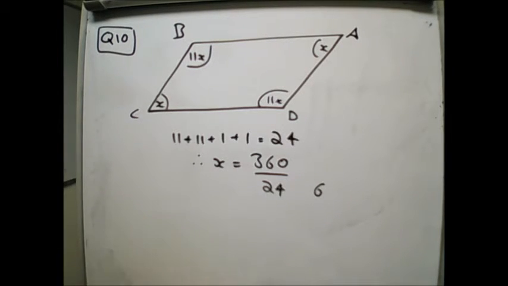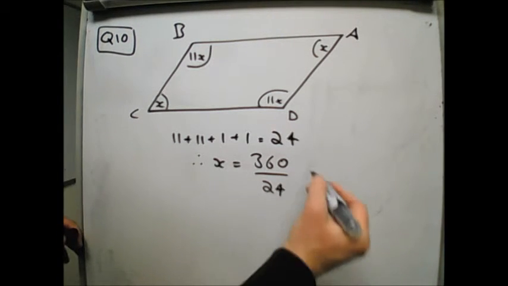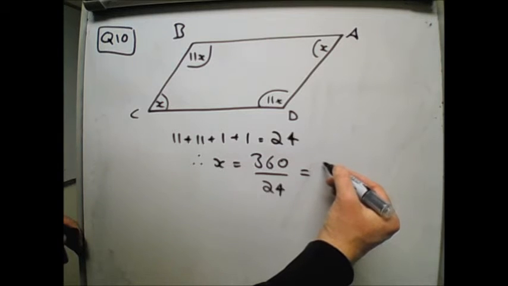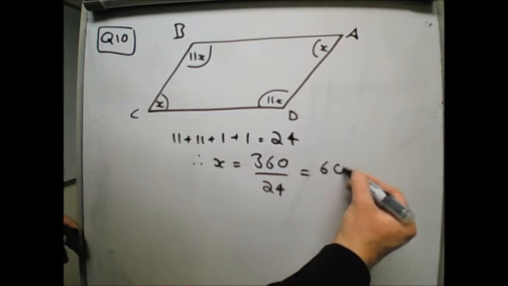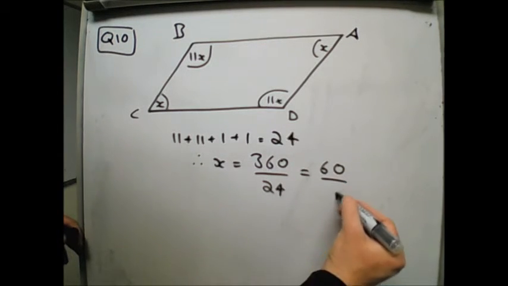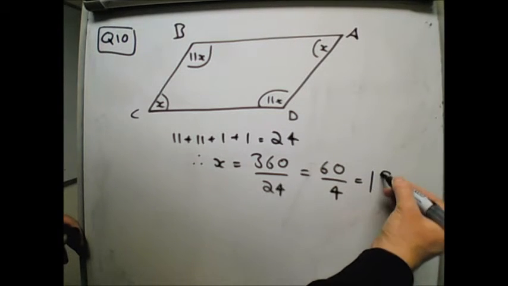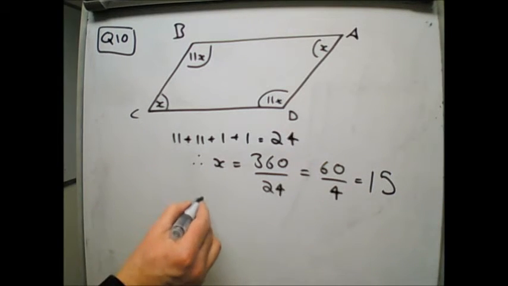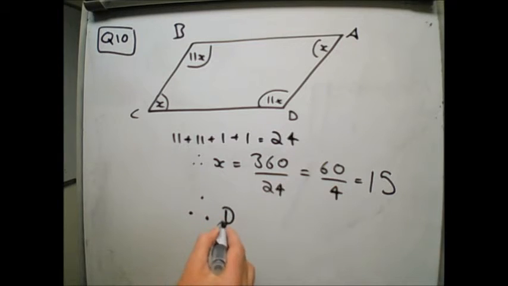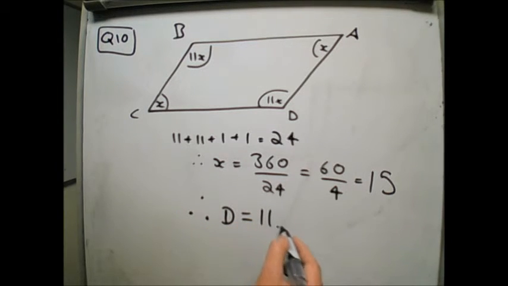Now, 360 is even and divisible by 3. 24 is even and divisible by 3. So that means we can just divide both those numbers by 6 to simplify. 360 divided by 6 is 60. 24 divided by 6 is 4. 60 divided by 4 is 15.